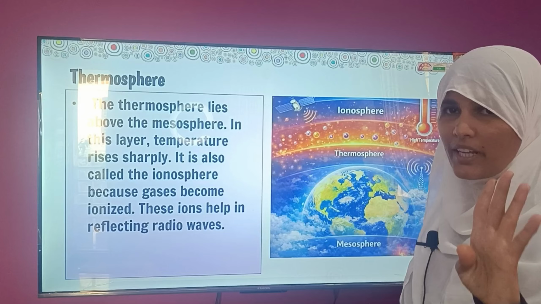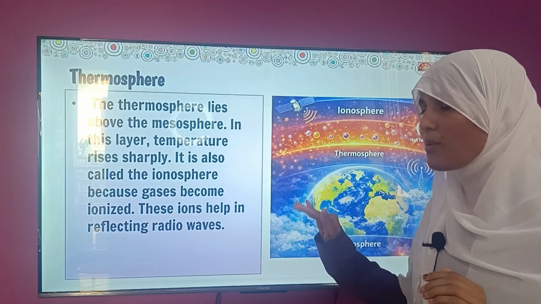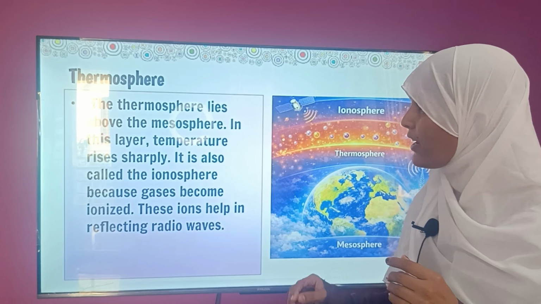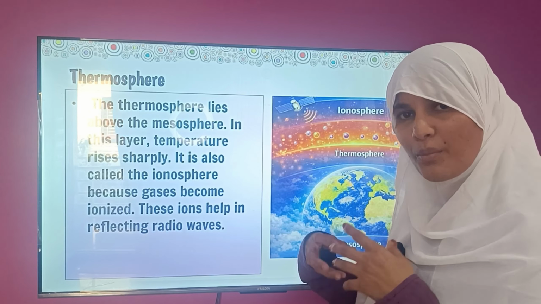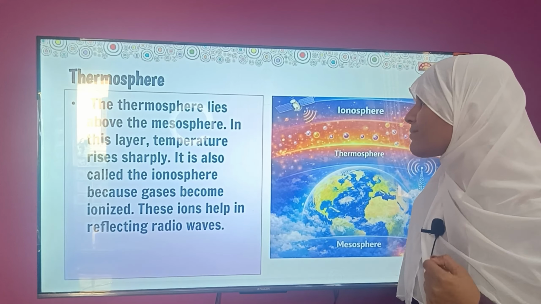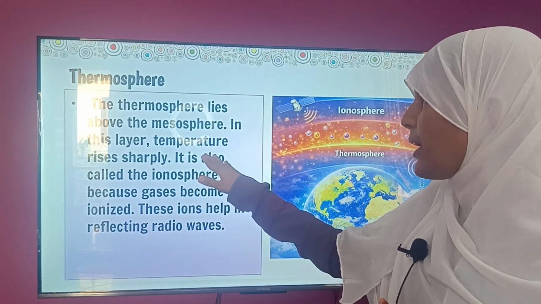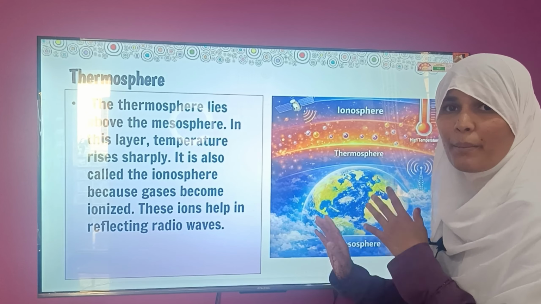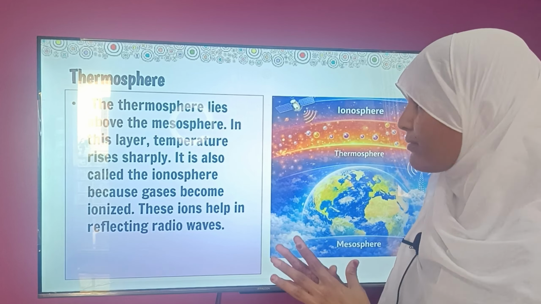Then the next, fourth layer, the thermosphere, lies above the mesosphere, between the mesosphere and exosphere. In this layer, temperature rises sharply. This layer is different from other layers. Why? Because here the temperature rises.